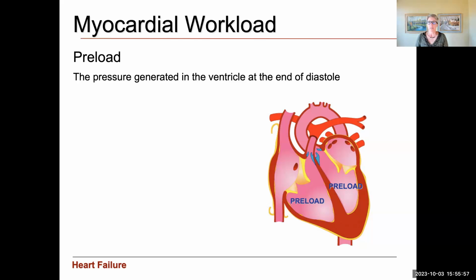But there are some other things that determine myocardial workload. And that's important because sometimes the heart is overloaded. So its workload is too high. And then that's where we start to see heart failure.